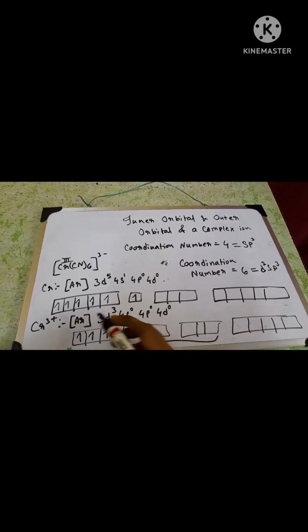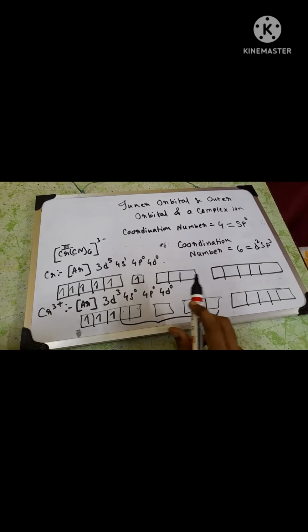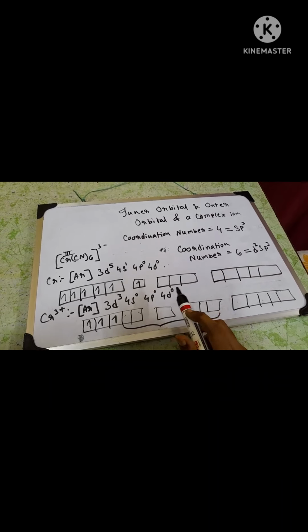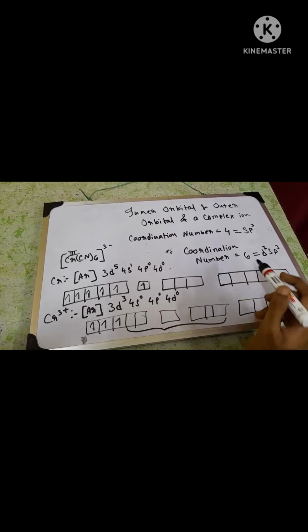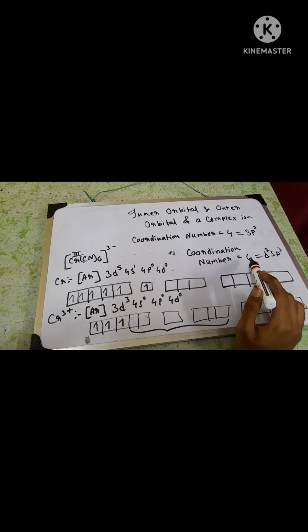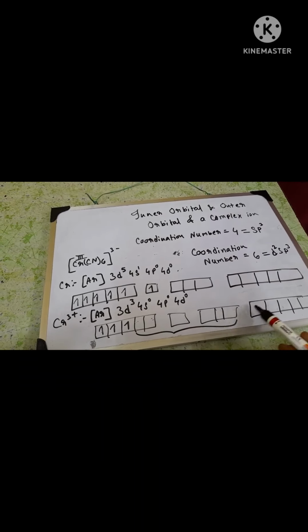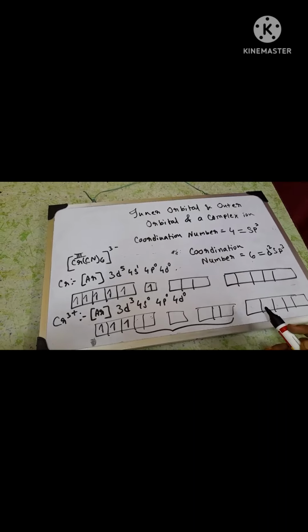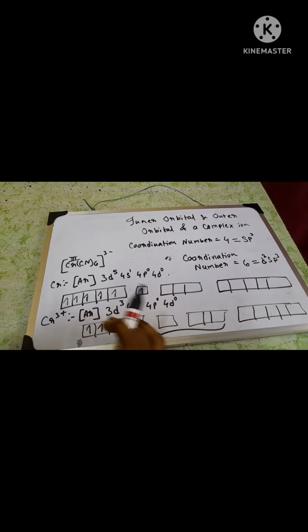In the previous one I took, it was sp3d2, but this is d2sp3. sp3d2 is different and d2sp3 is different. These are not the same, because though their coordination number is 6, their structure is different and the electronic configuration is also different. So I hope you can understand the entire concept.